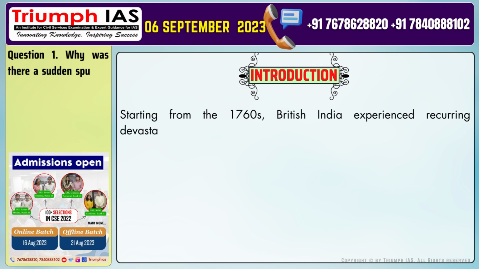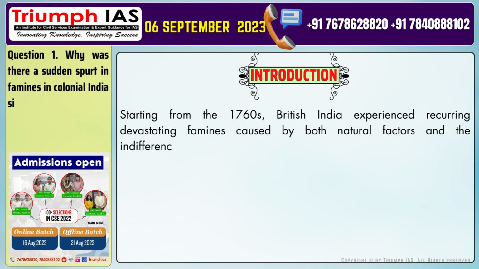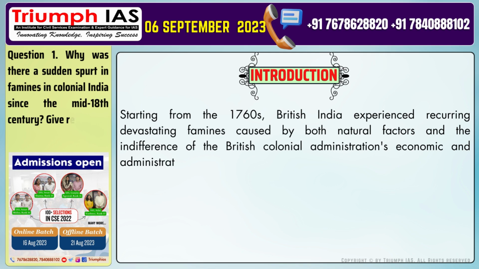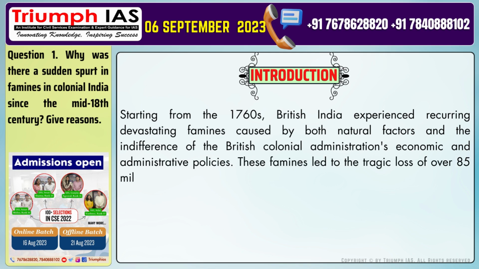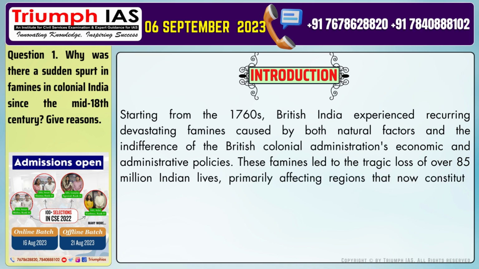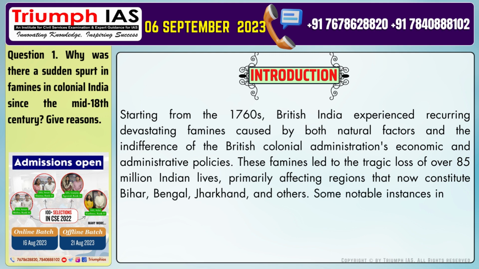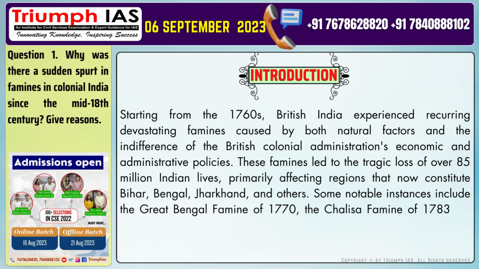Starting from the 1760s, British India experienced recurring devastating famines caused by both natural factors and the indifference of the British colonial administration's economic and administrative policies. These famines led to the tragic loss of over 85 million Indian lives, primarily affecting regions that now constitute Bihar, Bengal, Jharkhand, and others. Some notable instances.